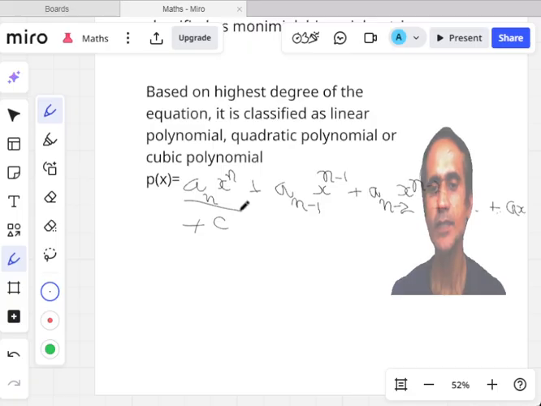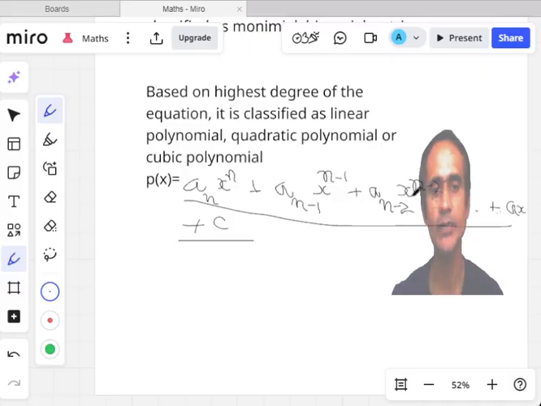So this is the general expression of a polynomial: a_n x^n plus a_(n-1) x^(n-1) up to ax plus constant c. a is any integer, n is also any integer greater than 0. So this is a polynomial of a degree. If n is the highest, then it is a polynomial of degree n.